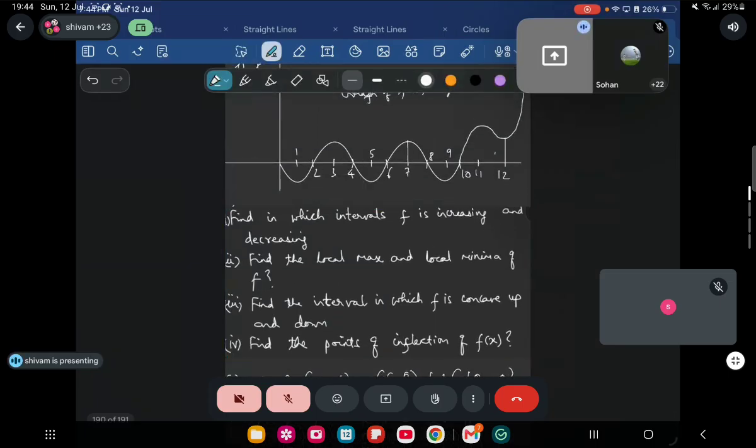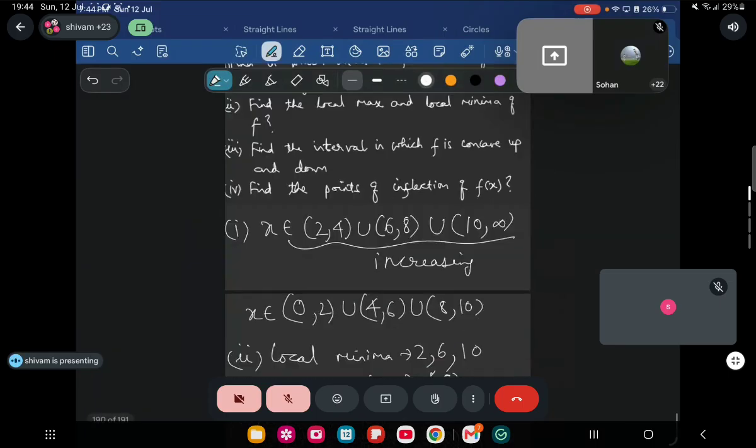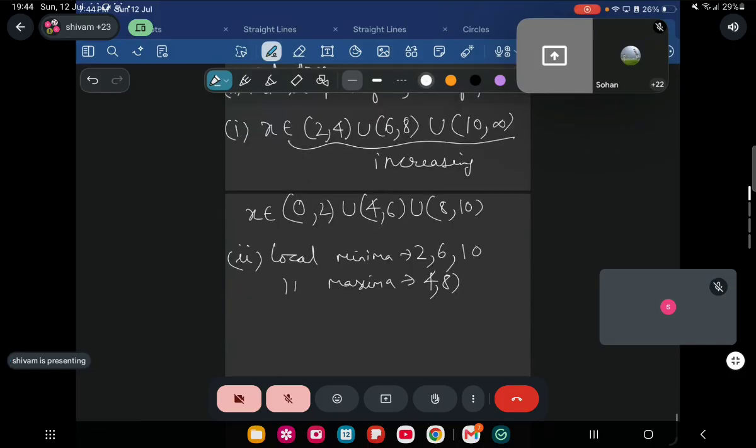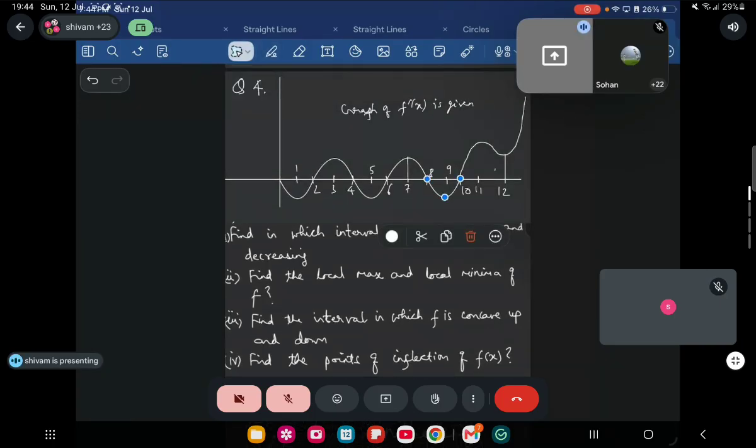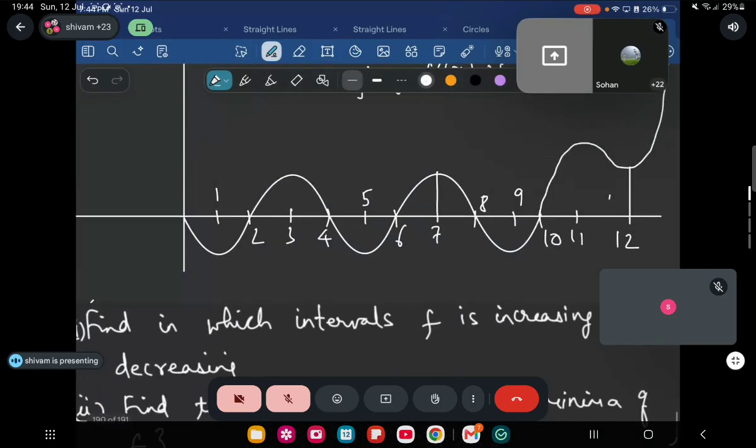Next, find the interval in which f is concave up. F is concave up means f dash x is increasing. F is concave up means f dash x is increasing. Then only f double dash x is greater than 0. Right, tell me. So in which interval f dash x is increasing? Can you people see? 1, 3, 5 to 7.